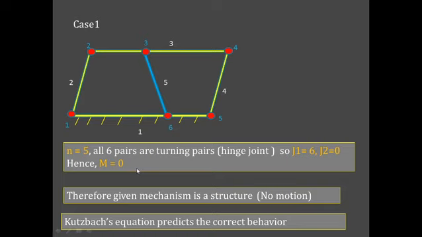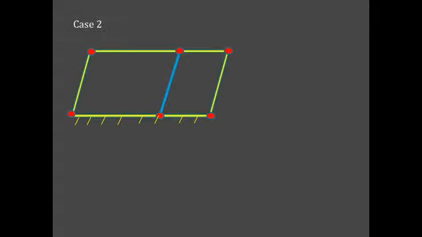But if we make certain changes in this mechanism, like if we give a position to link number 5 parallel to link number 2 and 4, in that case we will obtain a different result. Here again we have taken the similar mechanism, but the position of this link has been changed and it is made parallel to these two links.